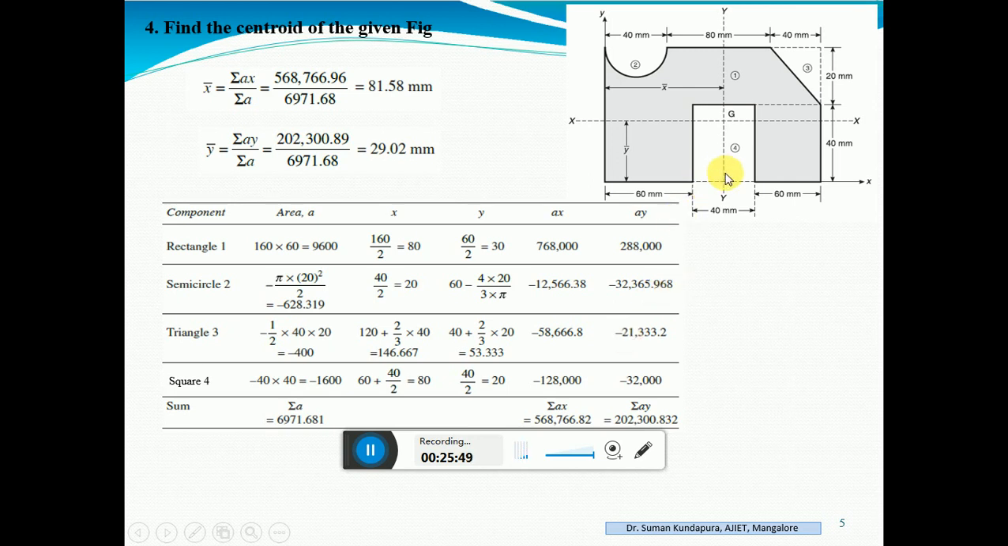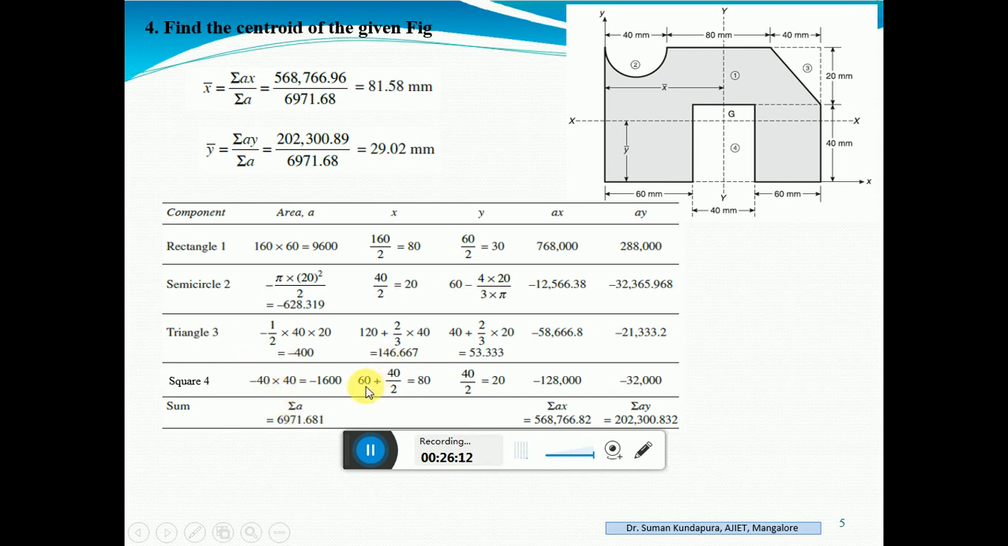Next, the fourth one is again the cutout, that is the square. 40 into 40 is the area. Since it is cut out, I'll put a negative sign here. Find out the summation of the area. This is positive, rest everything is negative sign. Finally, you will get 6971 as the total summation area.